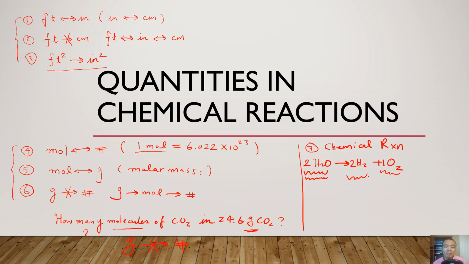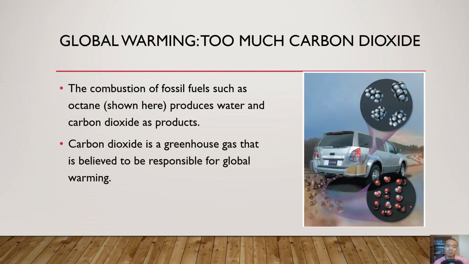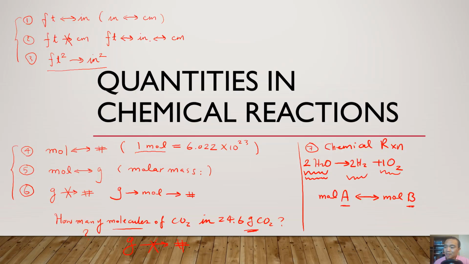So basically, for any chemical reaction, if it's balanced, we can read the moles of one substance, let's use A to represent it, as related to moles of another substance, I'm going to use B to represent it. With this molar relationship, we will be able to do most of the calculations that will be involved in this particular chapter.